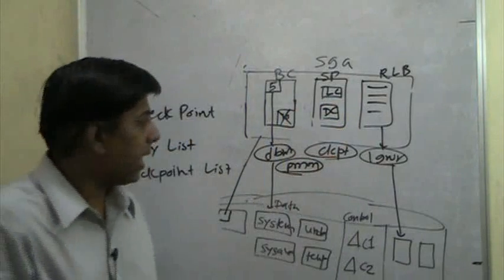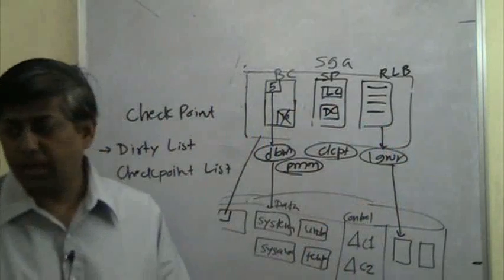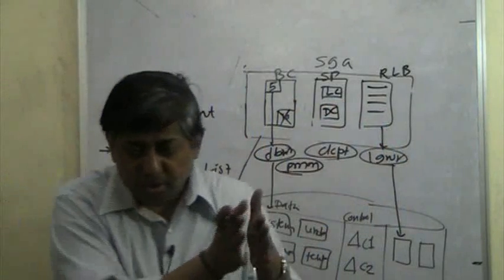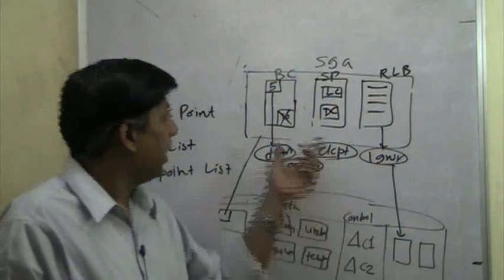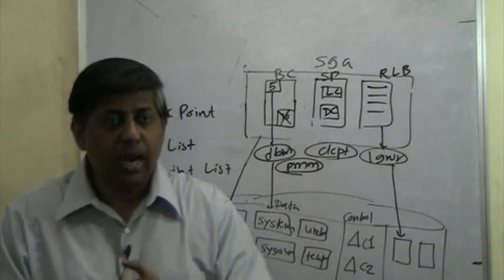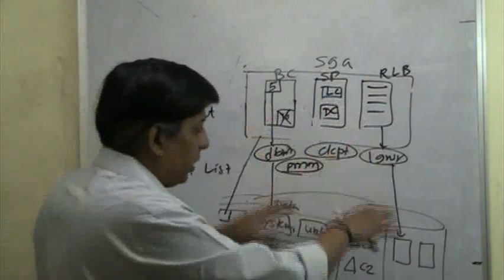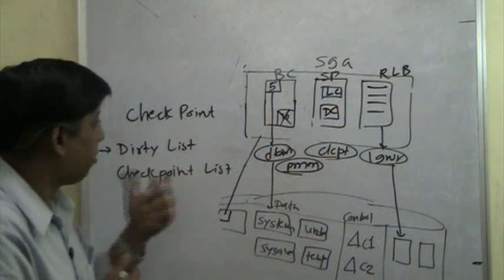The very first thing that happens is that LGWR will write this information to the redo log file. So the checkpoint process has started. First thing, LGWR is going to write the information to the redo file. Then the DBWR is going to write the information. They will coordinate between themselves. And once all this information is written about the dirty blocks, about the checkpoint list blocks.